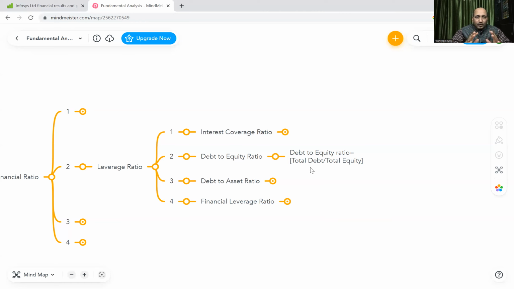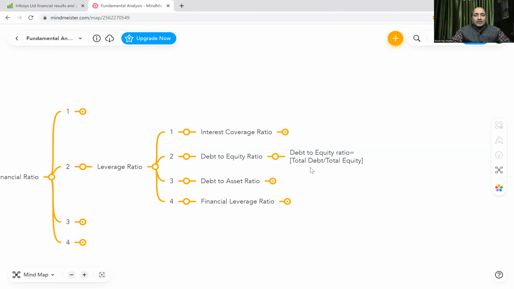So three things are important here. First, the absolute figure. Second is the trend, more important. And third, with respect to its competitors, how the debt to equity ratio is. Same thing for interest coverage ratio also.